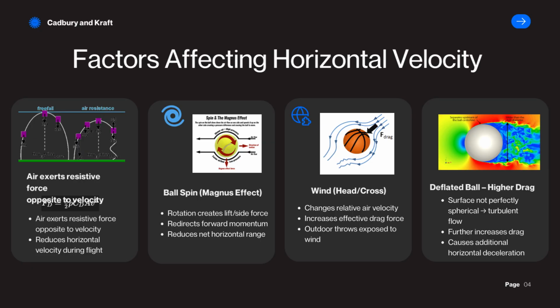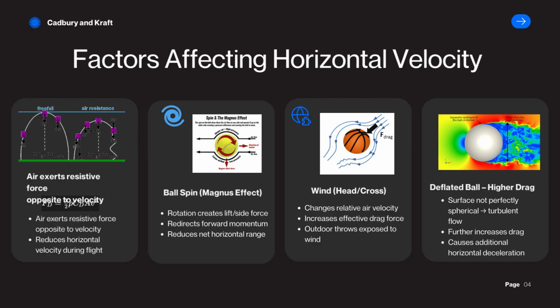Second, there is ball spin, or the Magnus effect, where the rotation of the ball creates a lift or side force and redirects the forward momentum, and thus reduces the net horizontal range. We observed in multiple videos that there was a bit of spin on the ball during the throw, which was unavoidable. Furthermore, there is also the wind or headwind, where changes in the relative air velocity increase the effective drag force experienced by the ball, caused by it being thrown outdoors, exposing it to the wind. And finally, the fact that it was also a deflated ball.